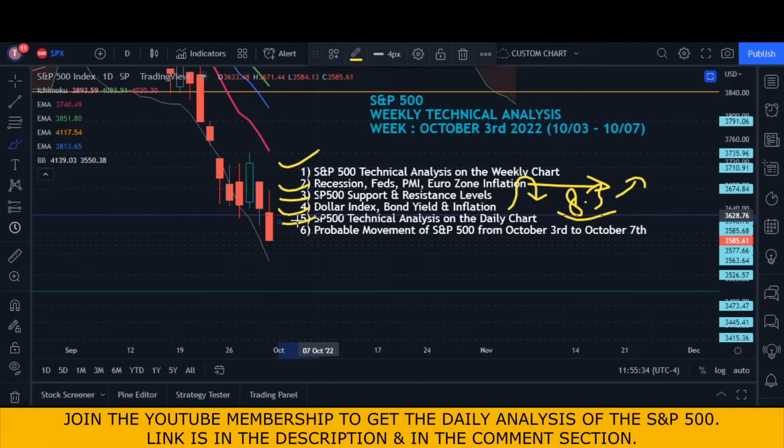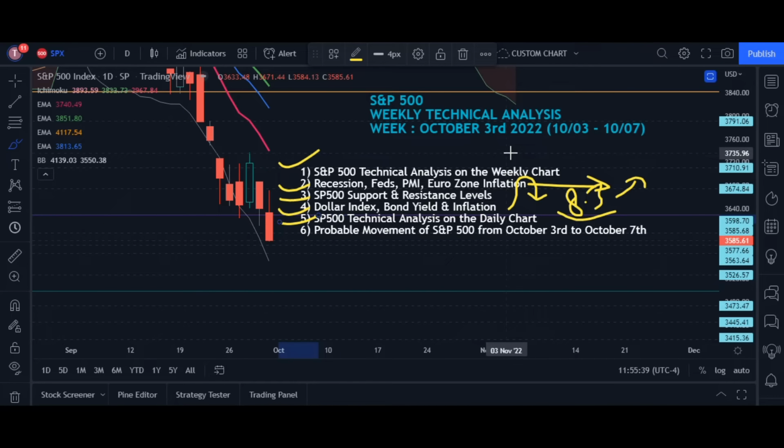Then we will talk about the S&P 500 technical analysis on the daily chart. Weekly chart means that we want to know what is happening on the broader scale, the big picture, the hawk eye view, and the daily chart means we want to know what is going to happen on Monday, that will be October 3rd, until Friday, that will be October 7th. And then finally I will give you the probable movement of the S&P 500 from October 3rd, that is Monday, to October 7th, that is Friday.